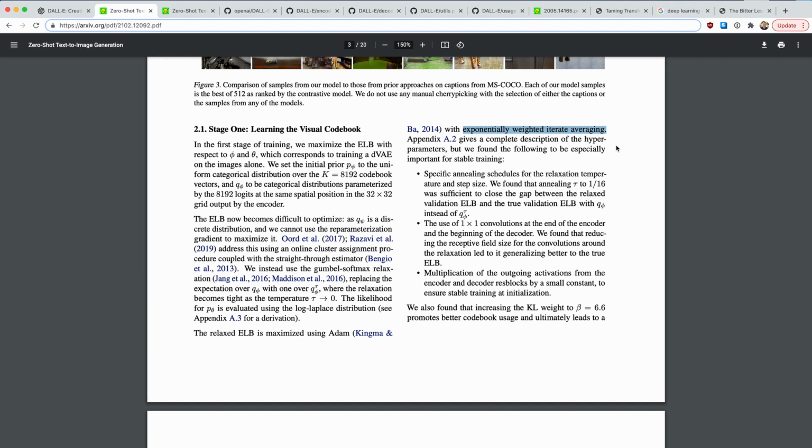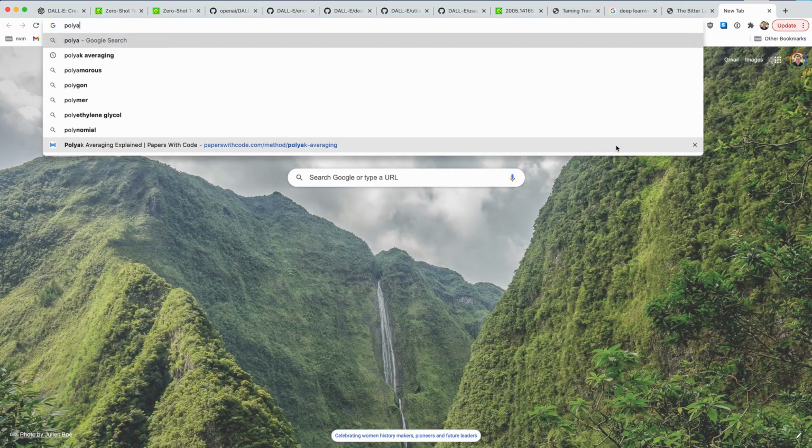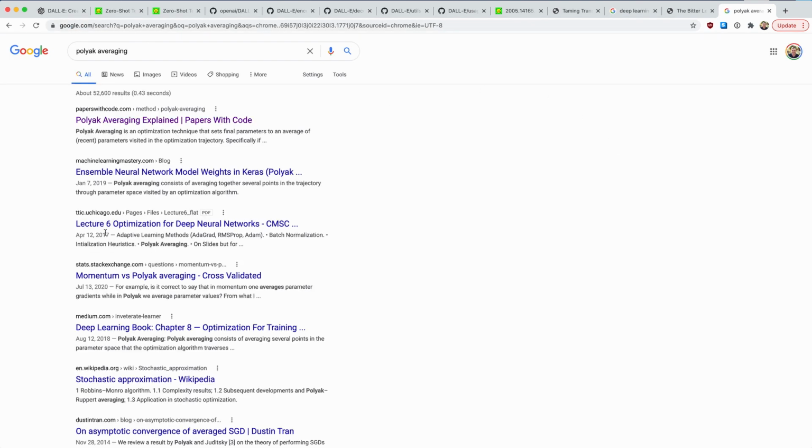Yeah, I've usually seen this called Polyak averaging. So I think the term they use here is a little bit non-standard for me. I usually see it under a different term, but it seems important.